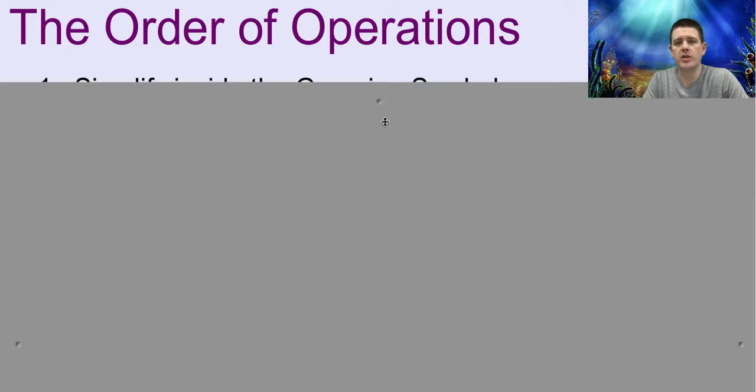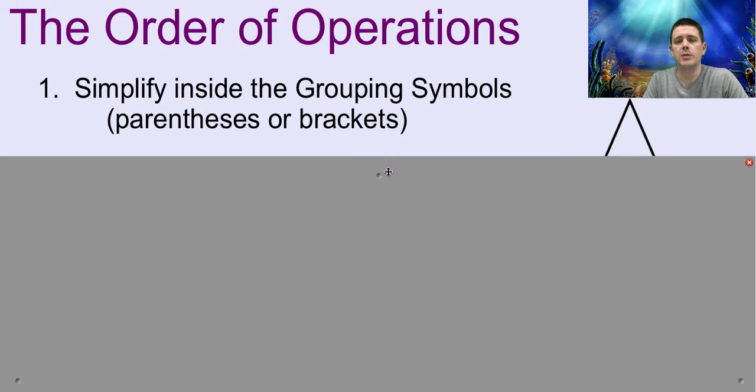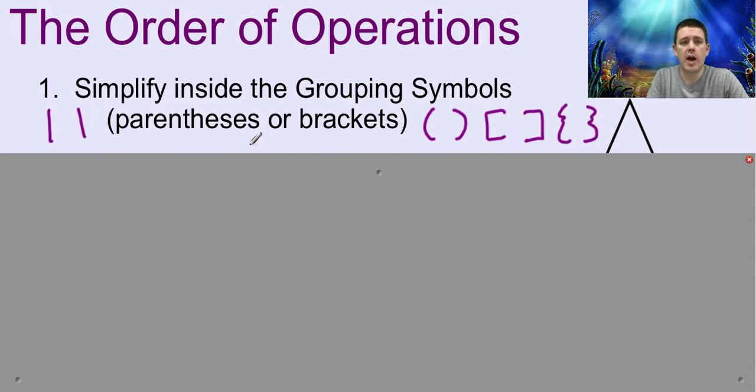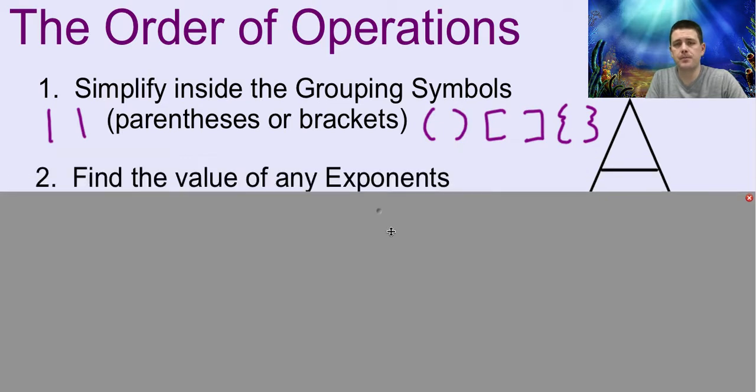Order of operations starts with 1. Simplify inside the grouping symbols. In elementary school, you might have heard it as inside the parentheses. We can have parentheses, but now that we're a little more advanced, we might also have brackets or braces, or if you think back to integers, absolute value bars. Those are all different types of grouping symbols. We're going to tackle anything inside those grouping symbols first before we tackle the rest of the problem.